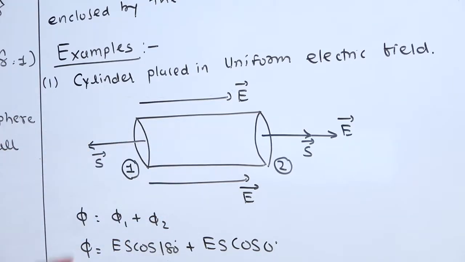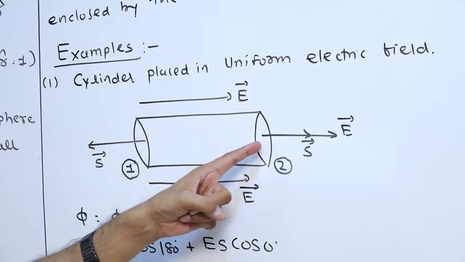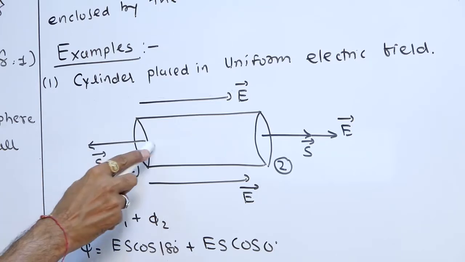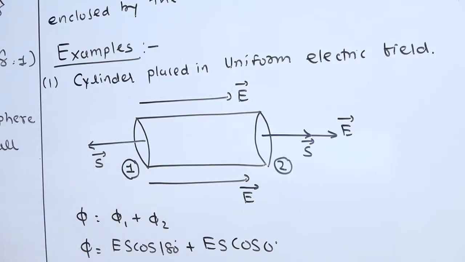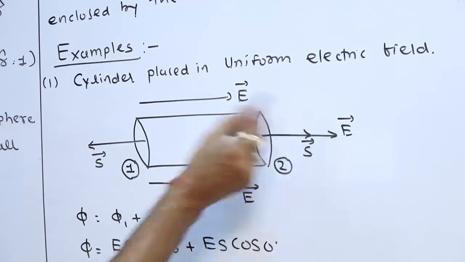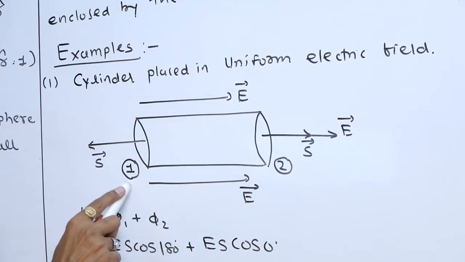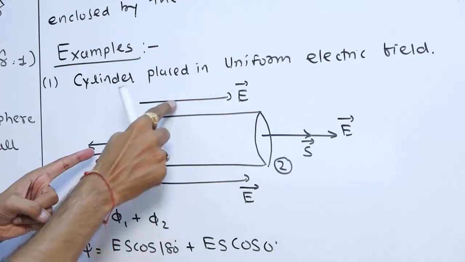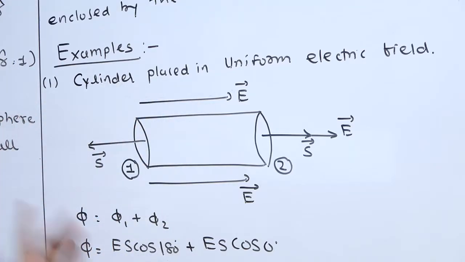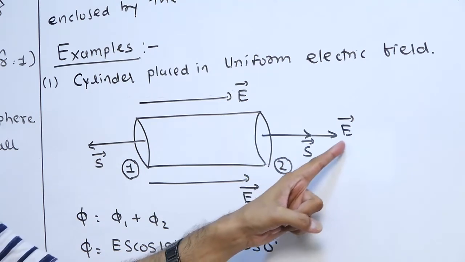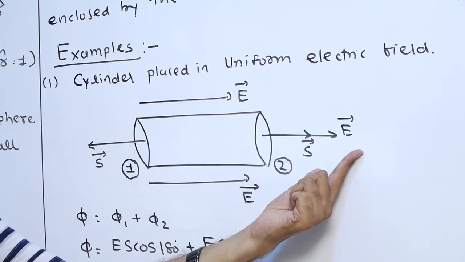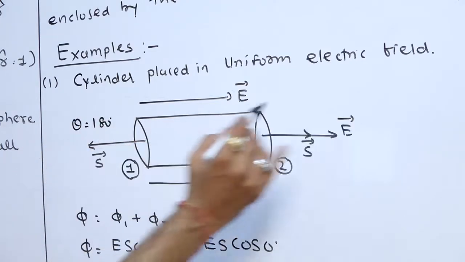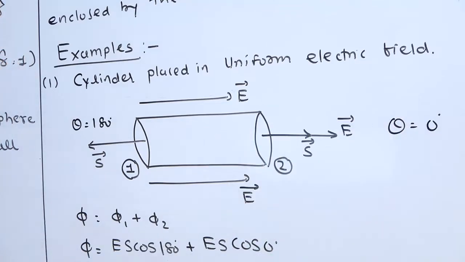But we can calculate the flux linked with the first side of the cylinder and the second side of the cylinder. For this side, the area vector is normal to the plane towards the left side. For this side, the area vector is towards the right-hand side. For the first surface, vector S and vector E are opposite to each other, and the angle between them is 180 degrees. For the second surface, vector S and vector E are in the same direction, and the angle between them is 0. So for the first surface, theta is equal to 180 degrees, and for the second surface, theta is equal to 0.